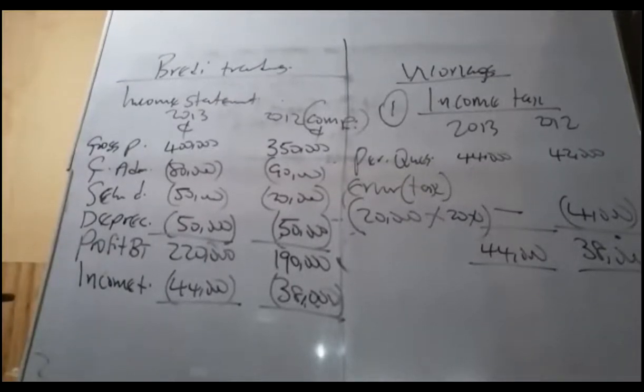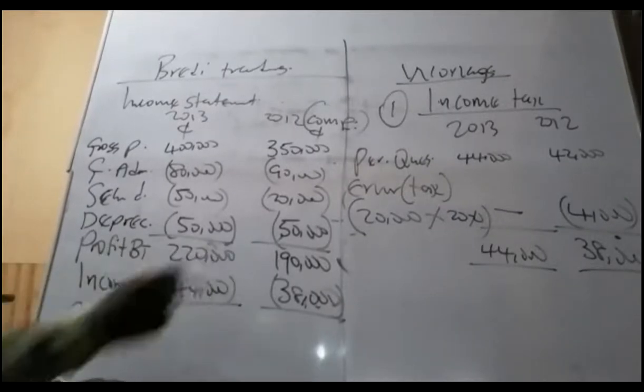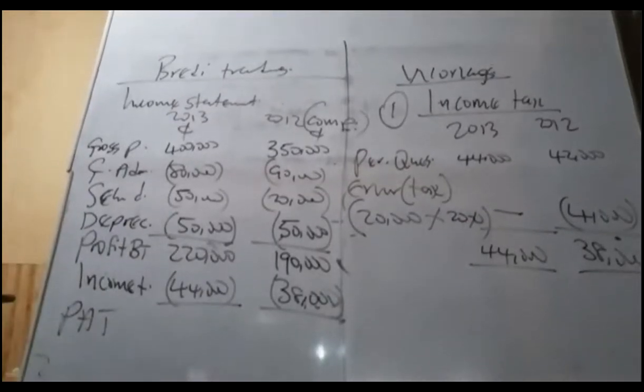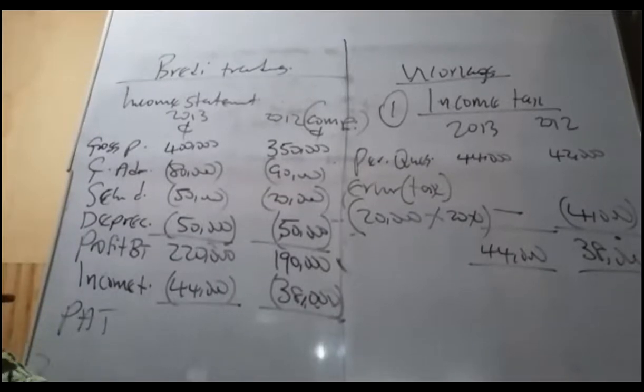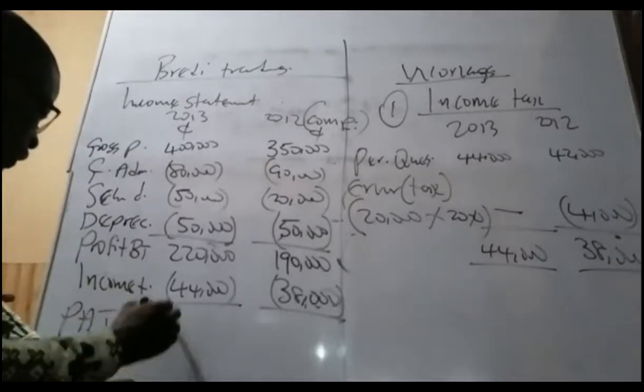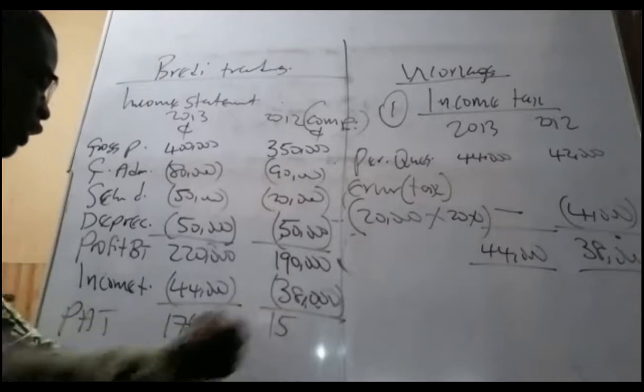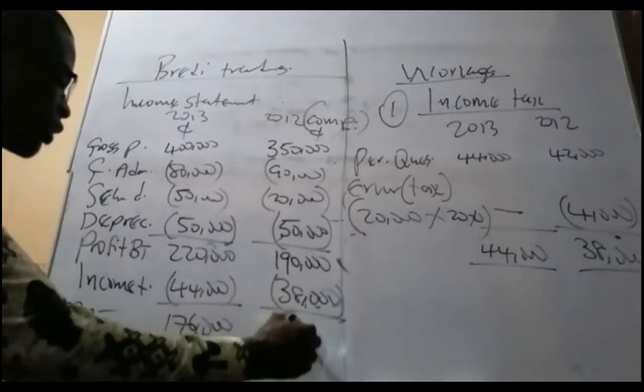Okay. So what's the profit after tax? 220 minus 44. Profit after tax. Okay, so that will give us 176,000 and 152,000.